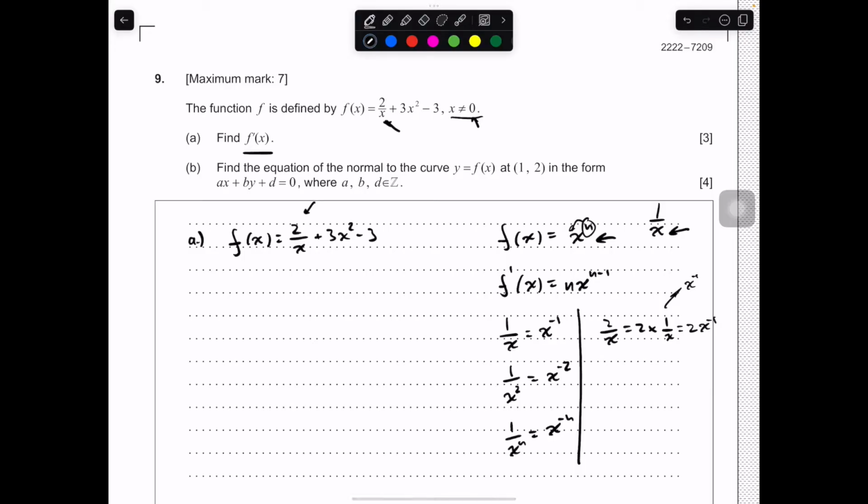So you can separate them, and I think that's not a bad idea. So 2 over x becomes 2 times x to the negative 1 plus 3x squared minus 3. And remember, this is still f of x. We haven't yet derived it, so don't yet put a prime here, because it's not quite the case. Here's f prime. Now we can derive it.